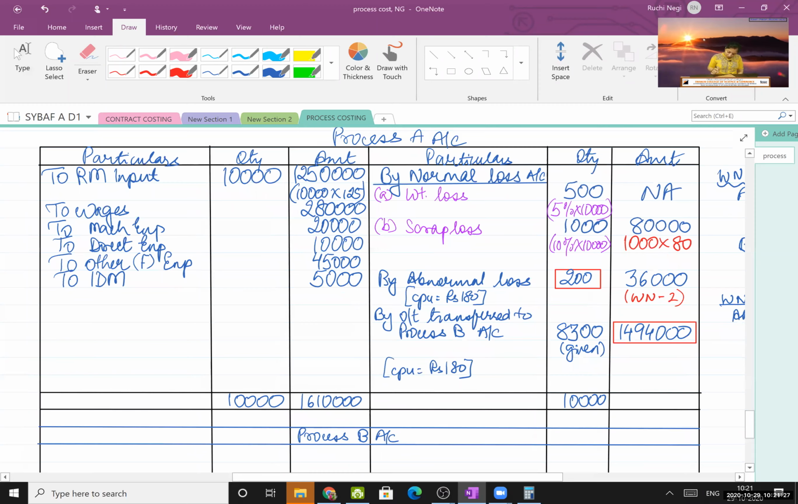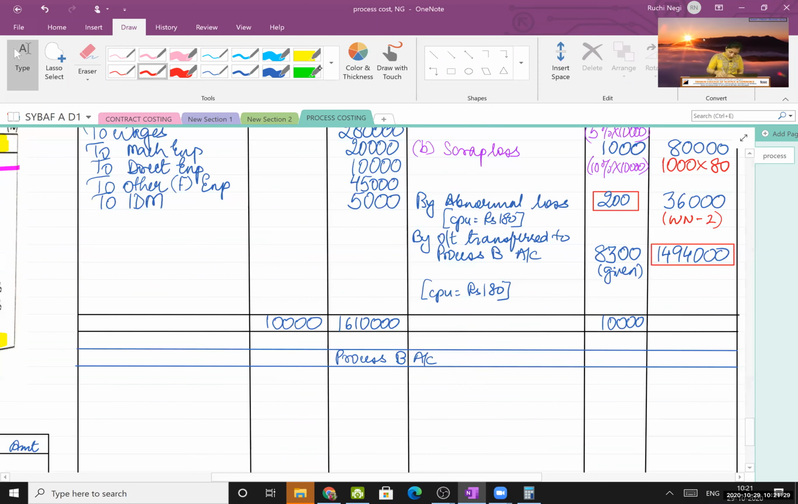Okay, and yes, please भूलना मत. ये output इधर के लिए क्या बन जाएगा? Anyone? This output will become what for the next process? Raw material input. Yes, Sanya. Yeah, Samita. Yeah, very good. Aditi. Yes. Swapnil. Yeah, very good. ठीक है, याद है ना? हाँ, भूलना मत.